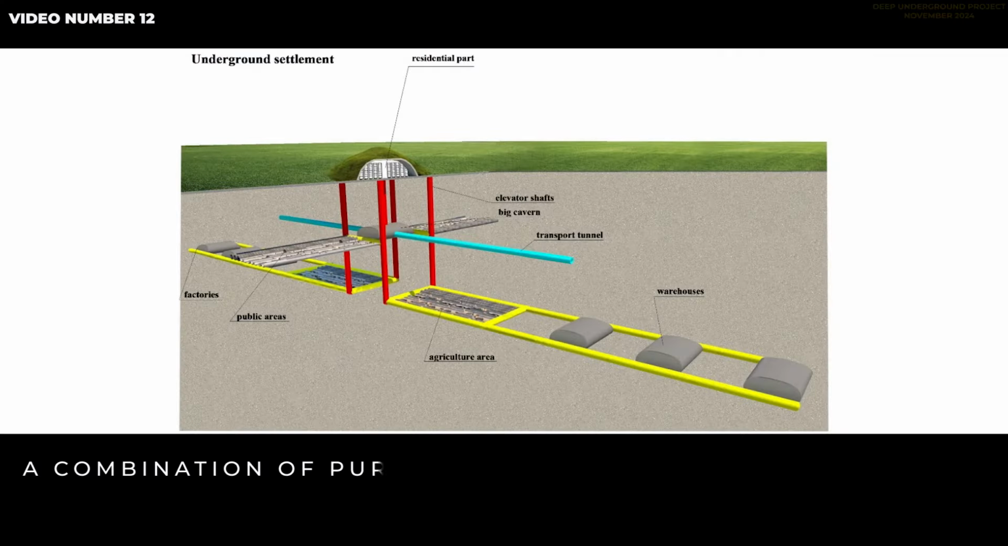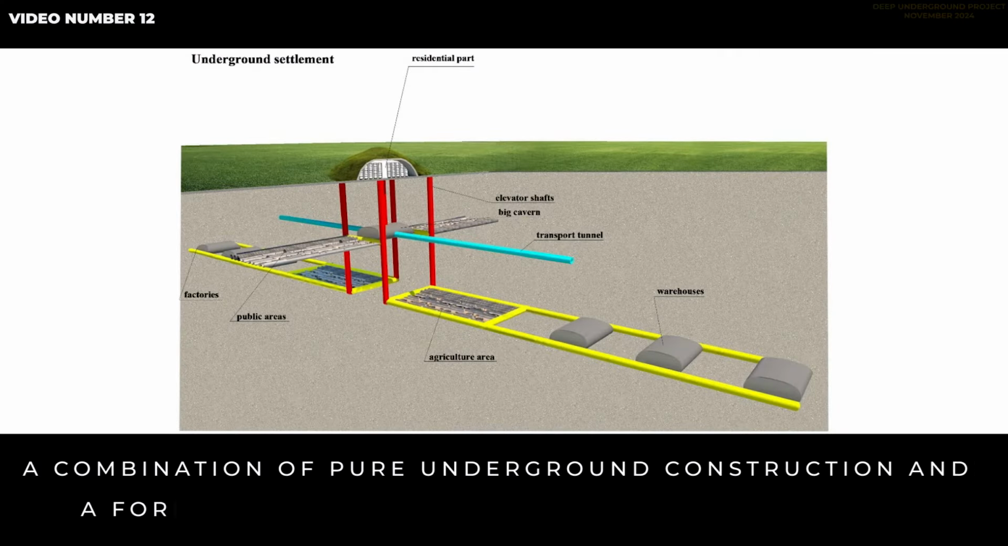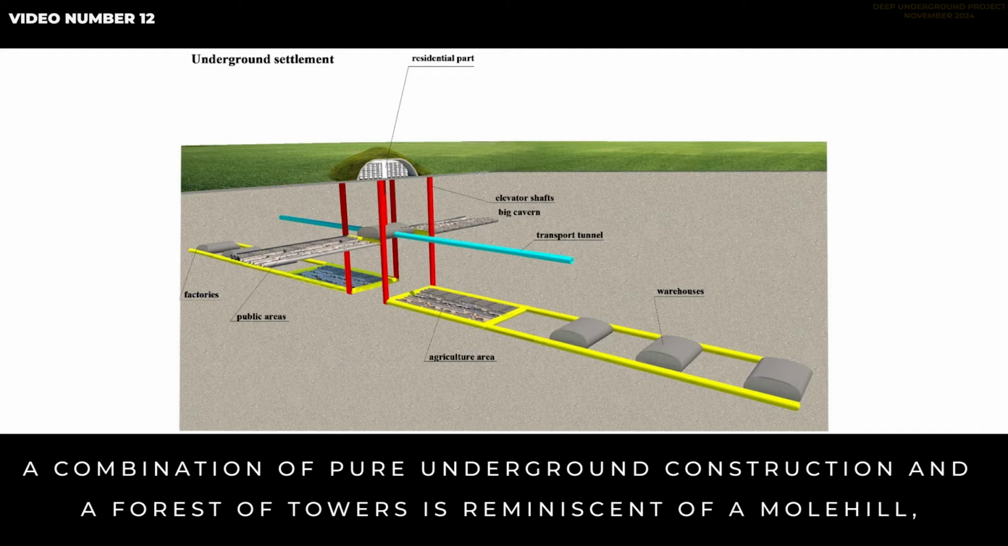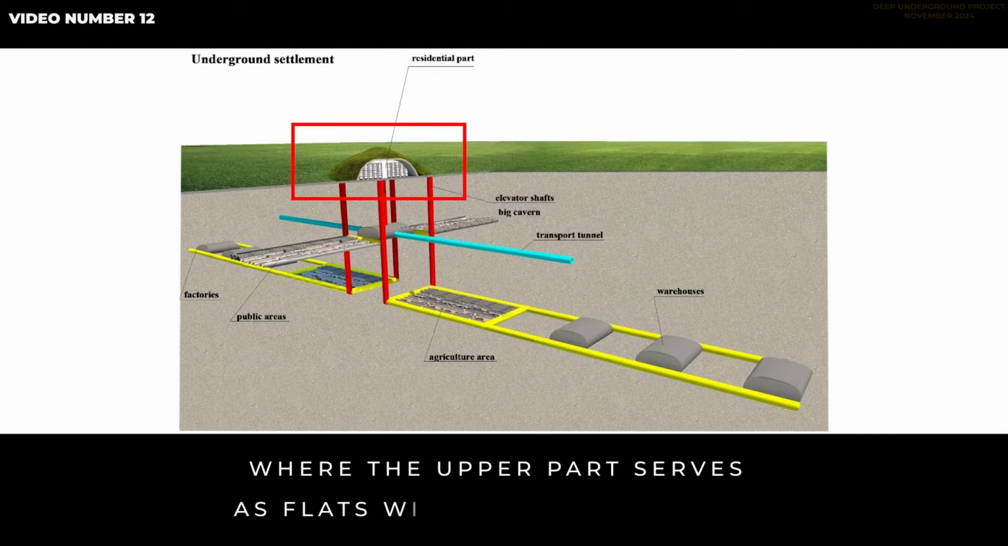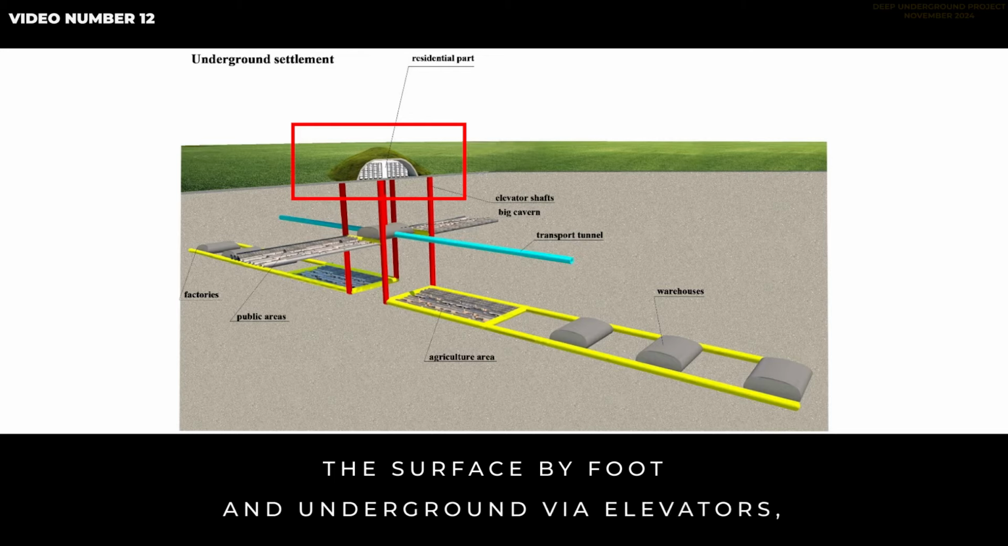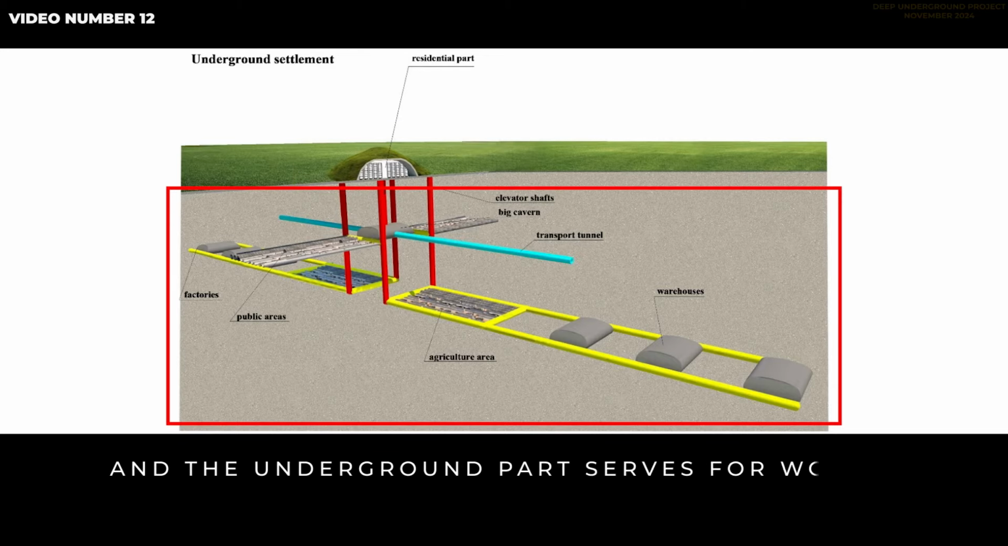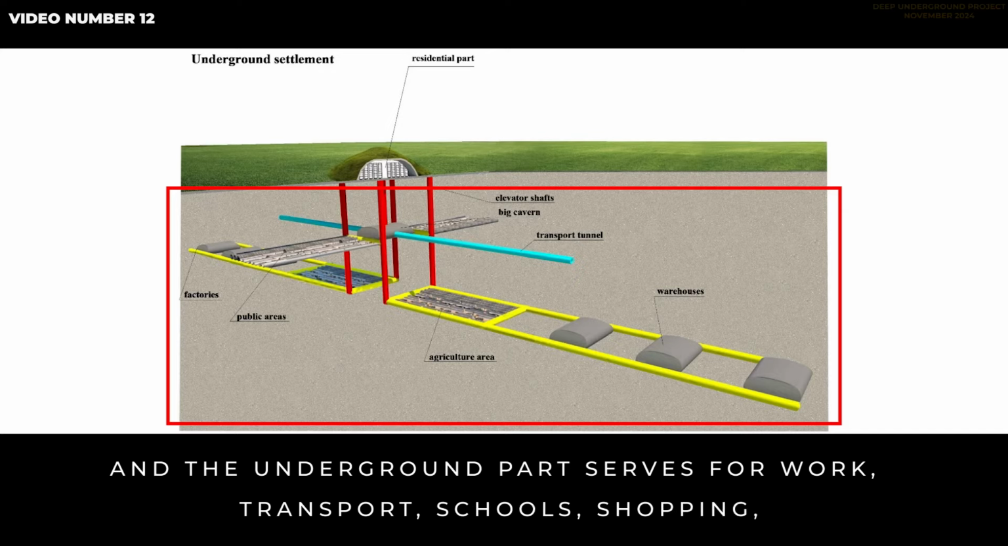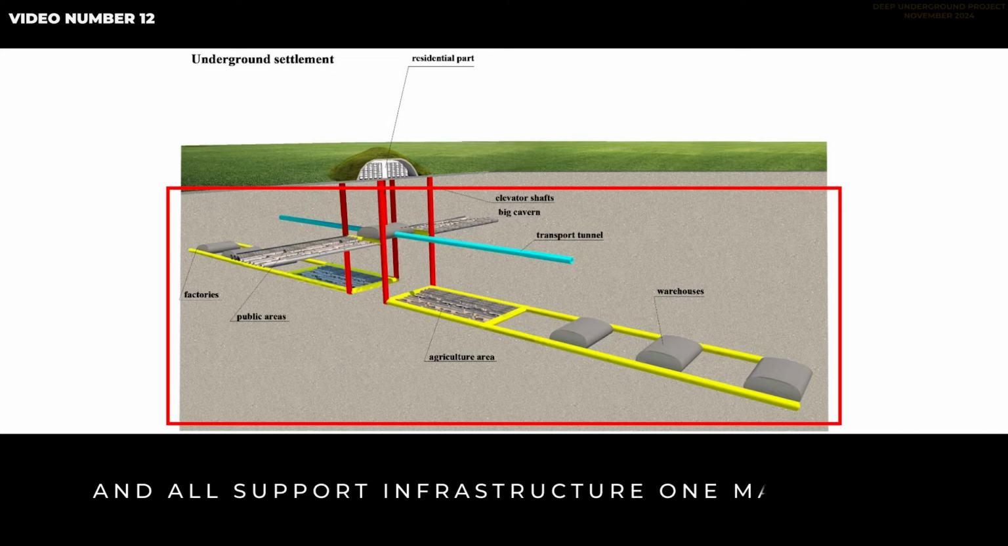A combination of pure underground construction and a forest of towers is reminiscent of a molehill, where the upper part serves as flats with instant access to the surface by foot and underground via elevators, and the underground part serves for work, transport, schools, shopping, and all support infrastructure one may need.